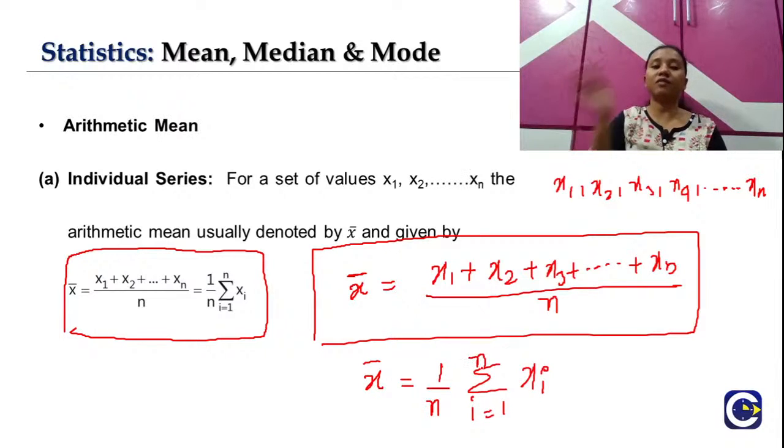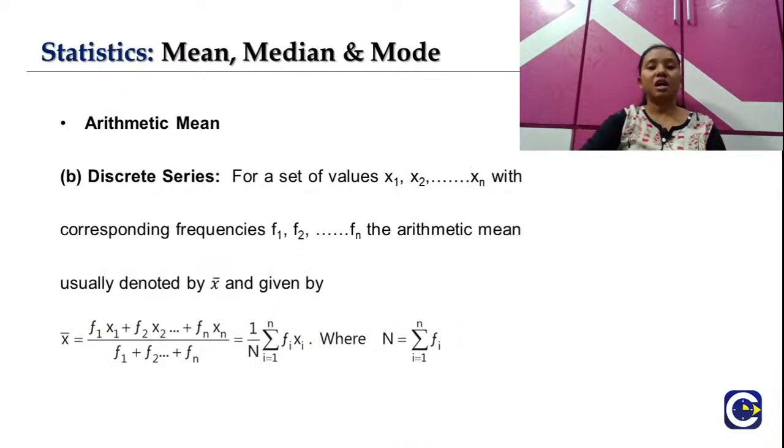So from the starting value to the nth value which is given in the individual series. So this is the arithmetic mean formula which we'll be using for the individual series. Right, so now the next type of series which we are having is a discrete series, which means we'll be having frequencies here. For some set of values, they'll be having along with their corresponding frequencies.